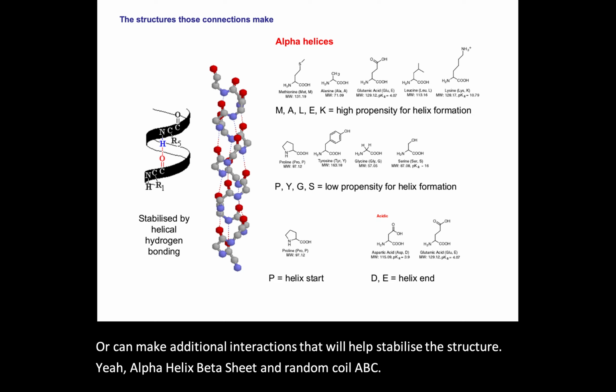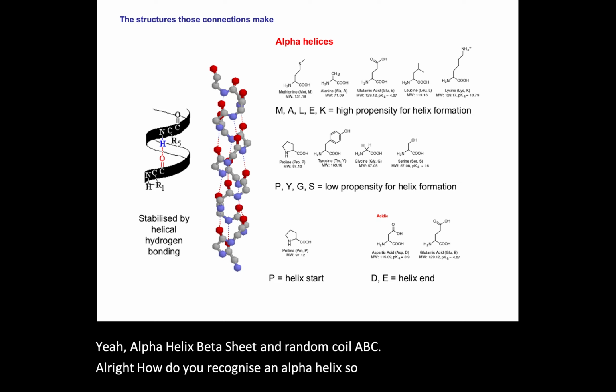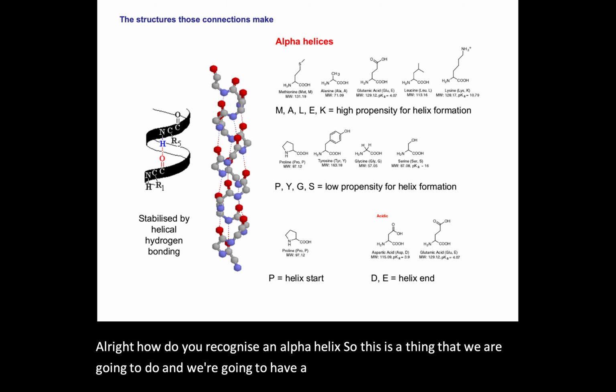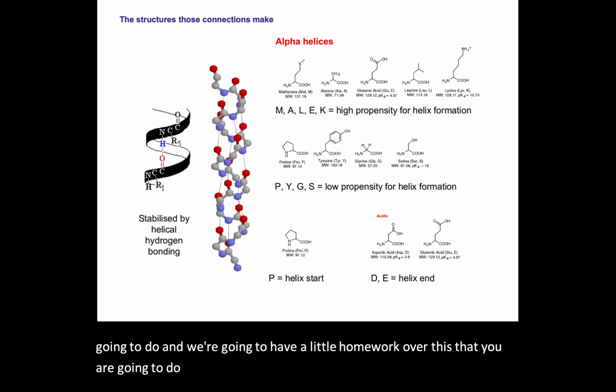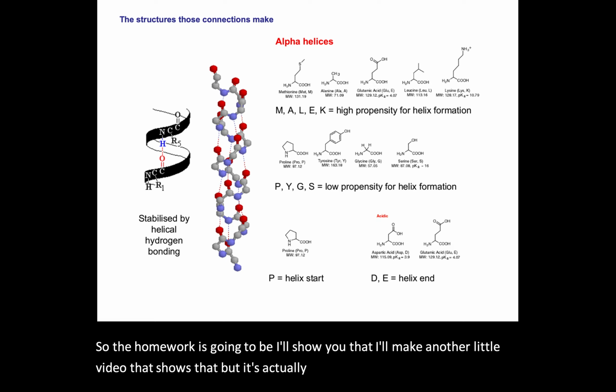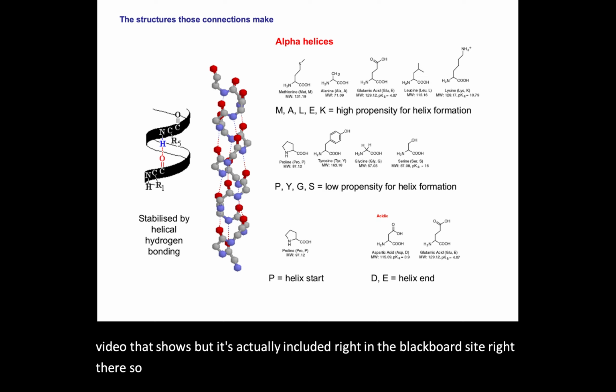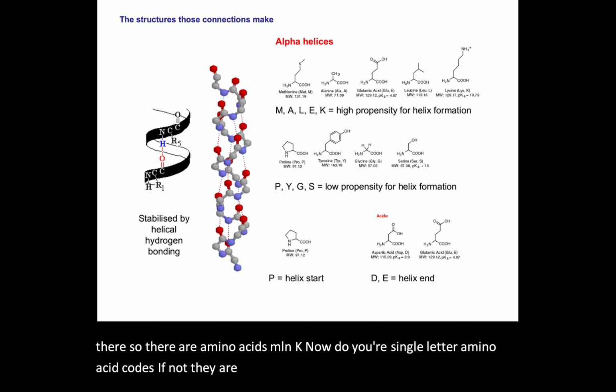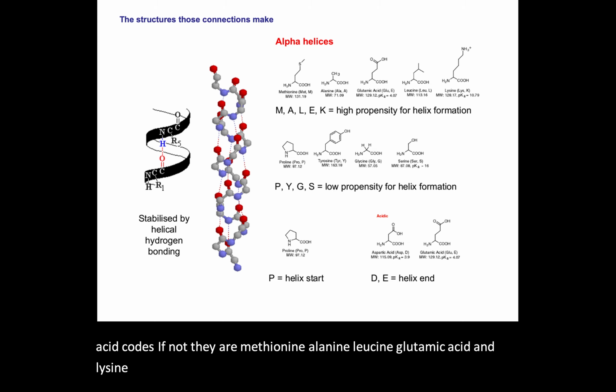All right, how do you recognize an alpha helix? So this is a thing that we are going to do, and we're going to have a little homework over this that you are going to do and turn in. So the homework is going to be, I'll show you that. I'll make another little video that shows that, but it's actually included right in the Blackboard site, right there. So there are amino acids M, A, L, E, and K. Now, do you know your single letter amino acid codes? If not, they are methionine, alanine, leucine, glutamic acid, and lysine, M-A-L-E-K. Those are the ones that are most likely to make a helix.